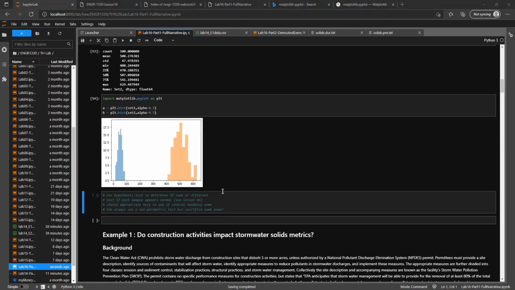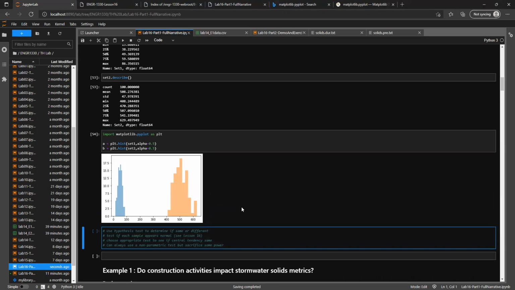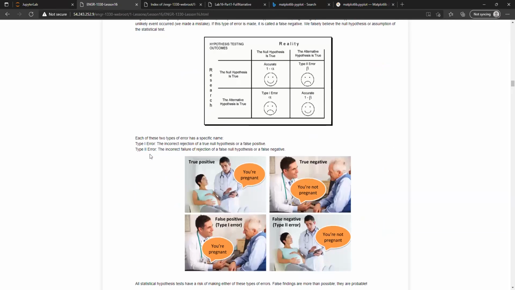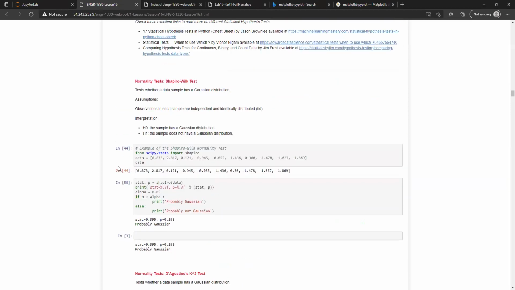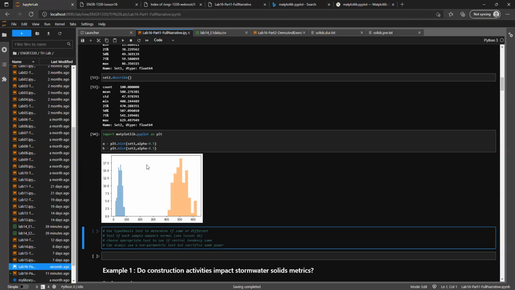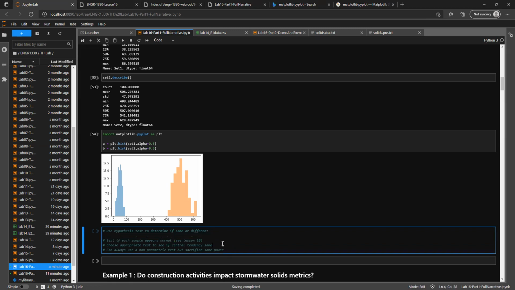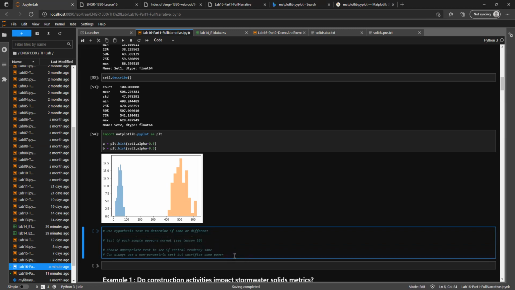Now we get into what we actually want to do. We want to test to determine if these two sets of data are the same or if they're different. Now, after reviewing lesson 16, we have a bunch of tests here. Some important tests, and they have scripts to go along with it. So the task here is we've got some data. We want to use hypothesis tests to see if they're the same or different. So we've got 1, 2, and 3 things I'd like to do.